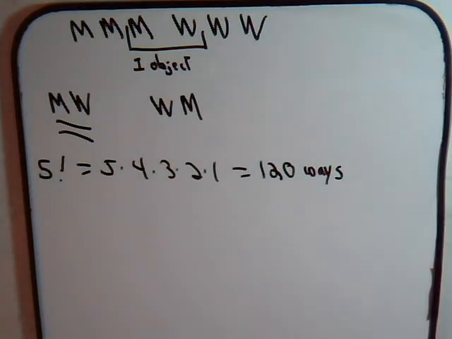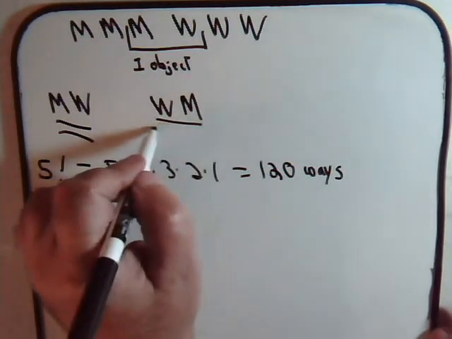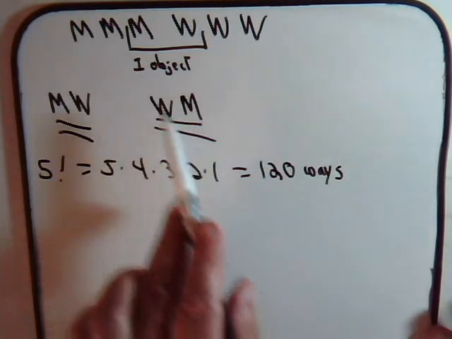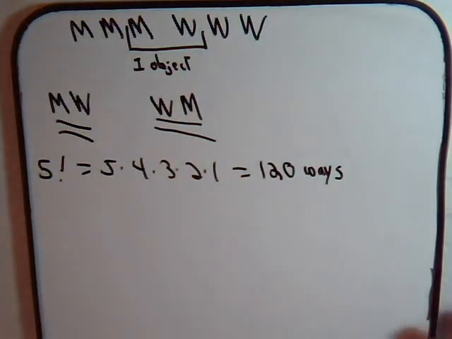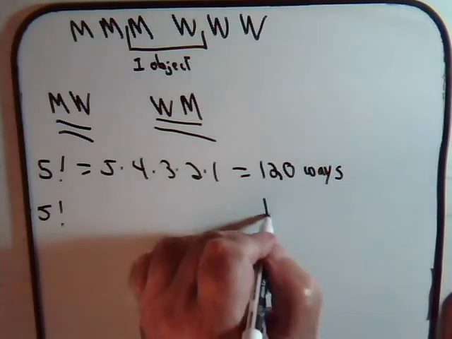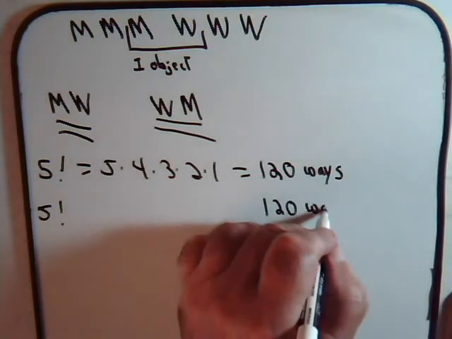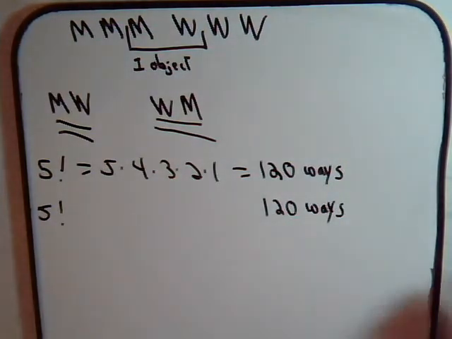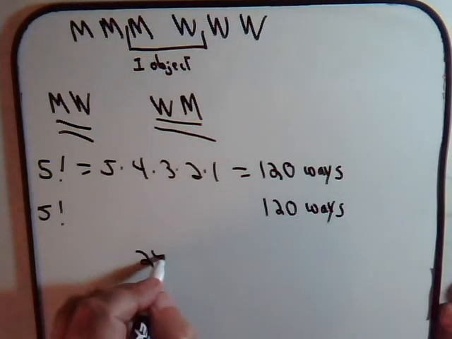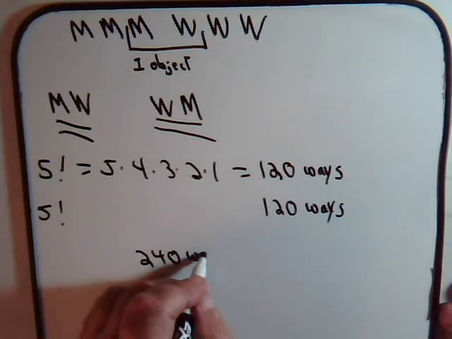Applying the same logic, there are going to be 120 ways in which this could occur with the man on the right, because again we're treating the man and the woman as one object. There are 4 other objects, again a total of 5 objects to permute, to give us 120 ways. So the total number of ways in which people can be seated so that this couple is never separated is 240 ways.